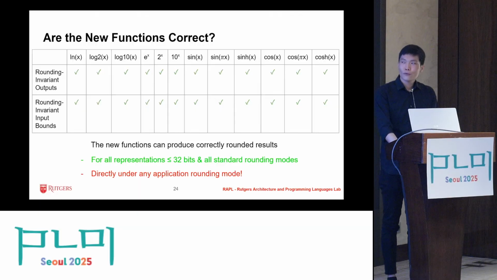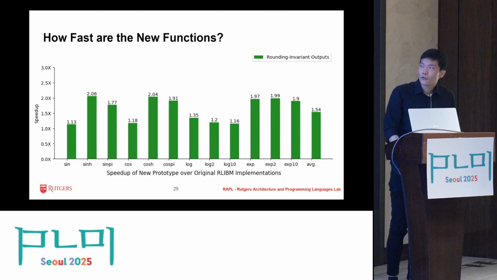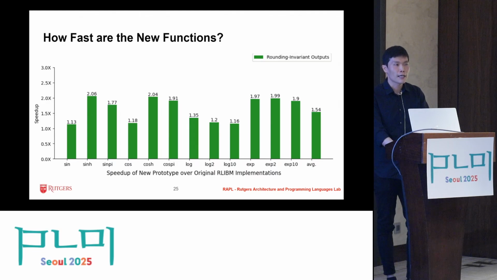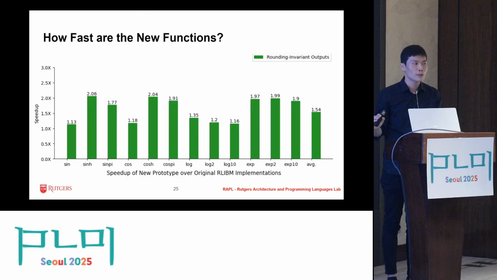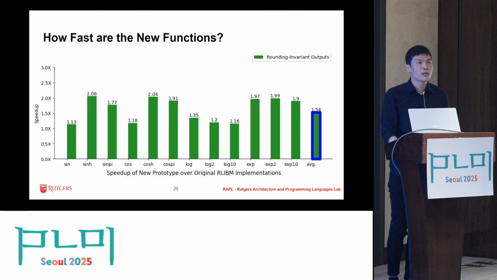Now, at this point, we should remember that the primary motivation behind this research was the performance overheads incurred by the rounding mode switches required by our original library. So we need to confirm that our new functions achieve meaningful performance boosts as well. Here is a graph showing the performance speedup of the rounding invariant outputs functions over their existing RLibm counterparts. I'd like to mention that the latency of the original functions reflected in this slide contains the latency induced by the rounding mode switches. As you can see from the bar on the far right, on average, the rounding invariant outputs functions achieve an approximate 1.5 times speedup over the original library.